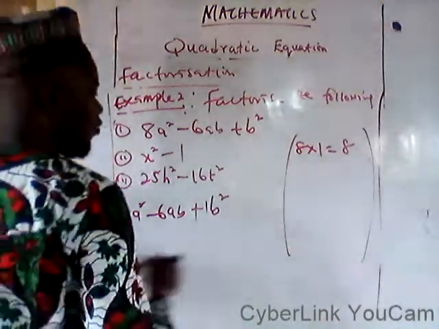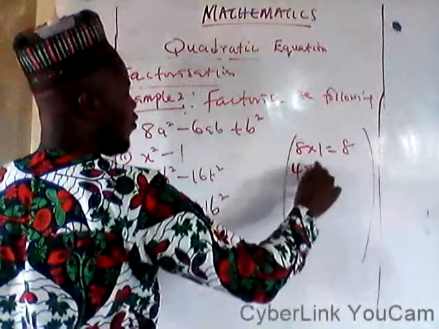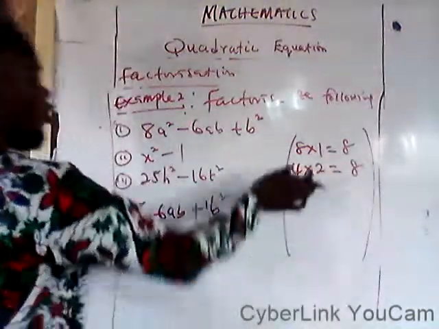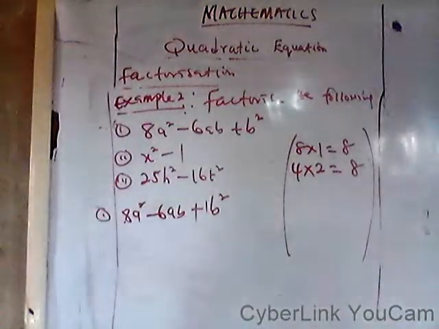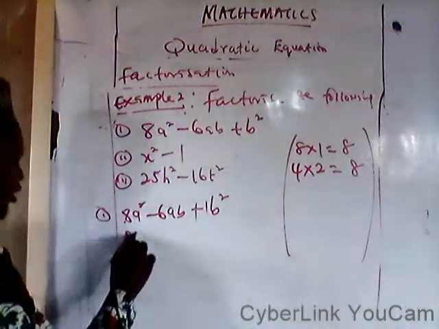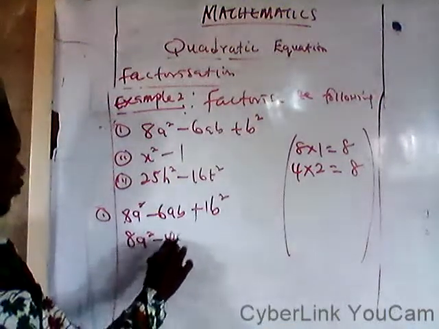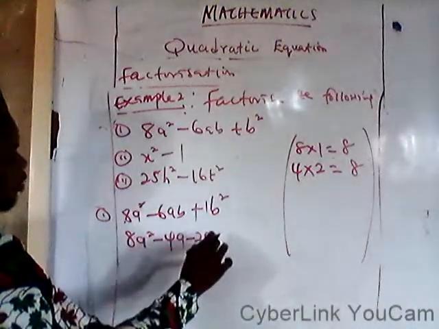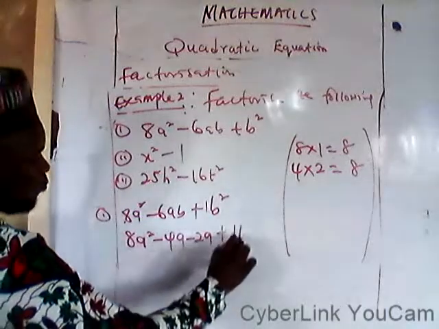You can see that you have 4 times 2 is 8, right? So how do you manipulate your 4 and 2 to get your minus 6? It's very simple. That would be minus 4 minus 2. Very simple. So you have 8a squared minus 4a minus 2a plus 1b squared.